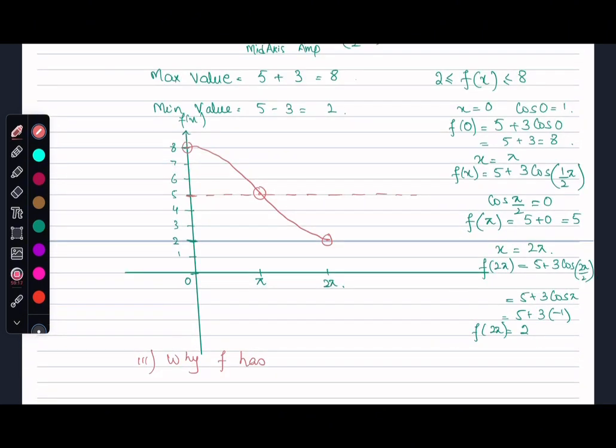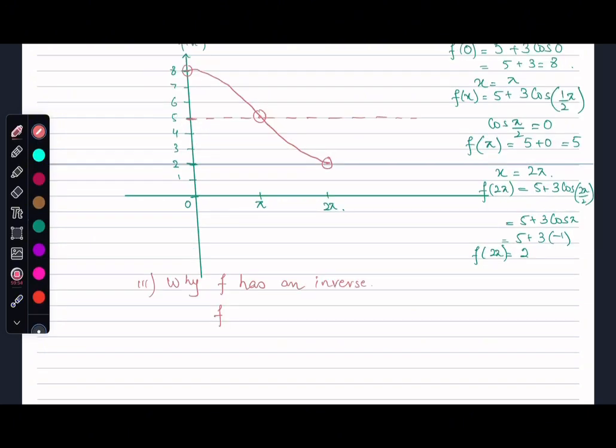Why does f have an inverse? So a function inverse is only possible if the function is one to one, or if the function has discrete or unique values. So we can see here that all the values on this curve are one to one, and therefore the function f has an inverse, because we have seen here that f of x has one to one values.